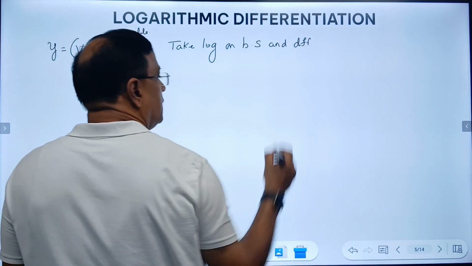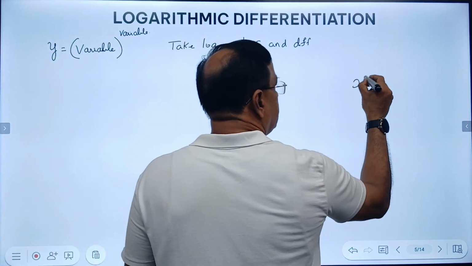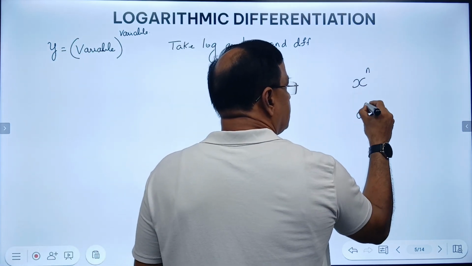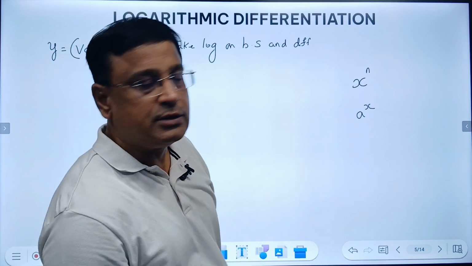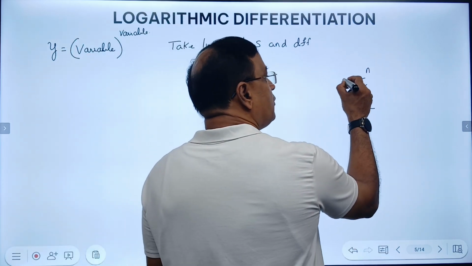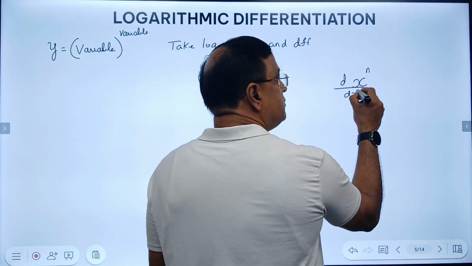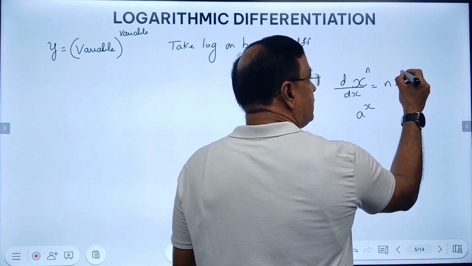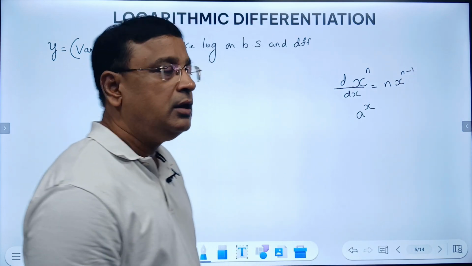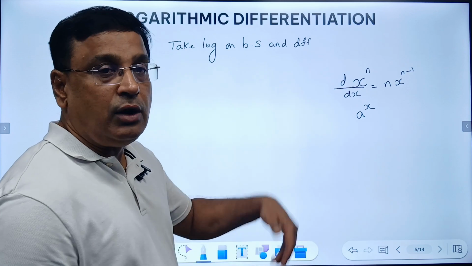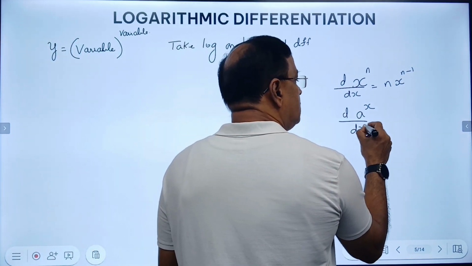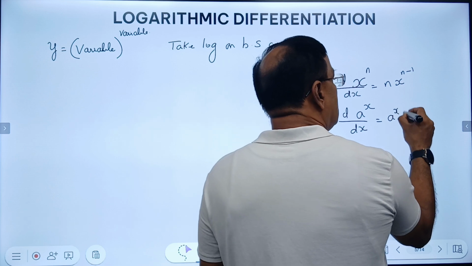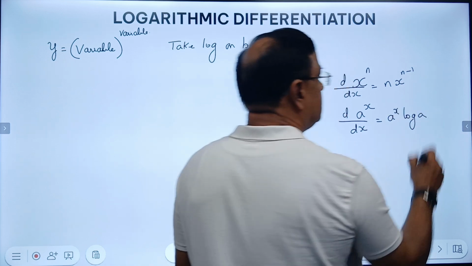Because you understand, I have two formulas. One is x power n, other one is a power x. This is variable raised to the power of constant. When it is variable raised to the power of constant, its differentiation will be n into x power n minus 1. This I know. I have another one, that is constant raised to the power of variable. For that also I have a formula. What is the formula? A power x into log a. There is no problem with this.